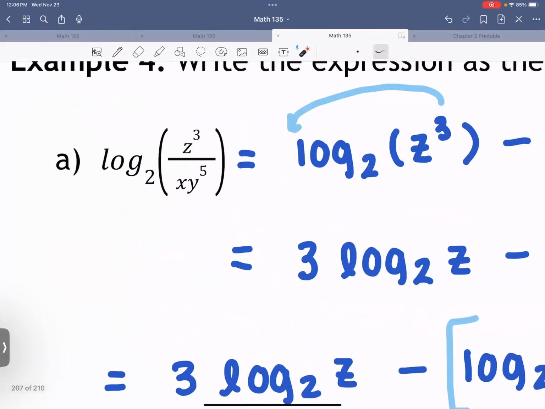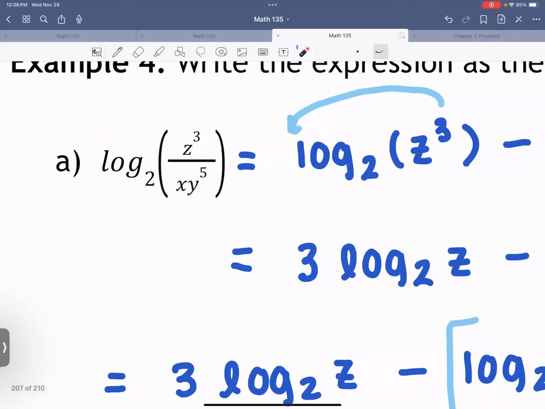For example, this one, part A, had a bunch of stuff going on. We had a power, we had multiplication, and we had division. So we have to choose which one we're going to apply first. Now, I gave you a hint. If you see a power applied to just one term, there's really nothing you can do to it without isolating it by itself, because the 3 here is only attached to the z. So it wouldn't make sense to bring the 3 up front before you've isolated it to the z.